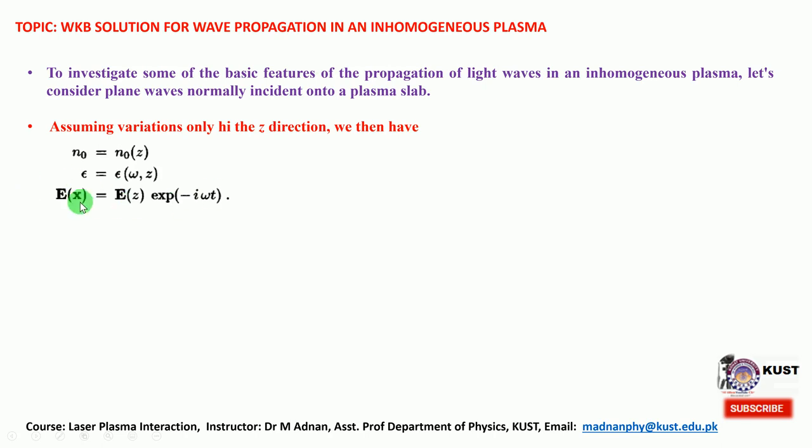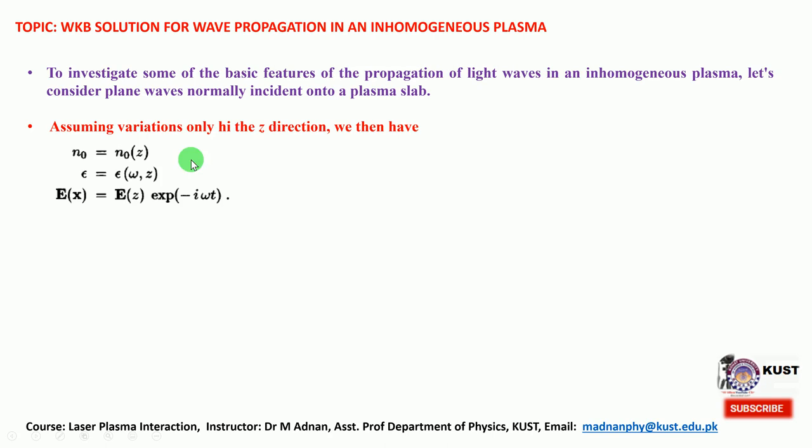If you remember, last time we started with Ex equal to e to the power minus i omega t. And I told you that this omega, which is the frequency of the electromagnetic wave, has to be greater than the electron plasma frequency in order to have propagation through the medium. But today the situation will be somewhat different, because initially we may take a frequency which is greater than the plasma frequency, but the density is varying with z.